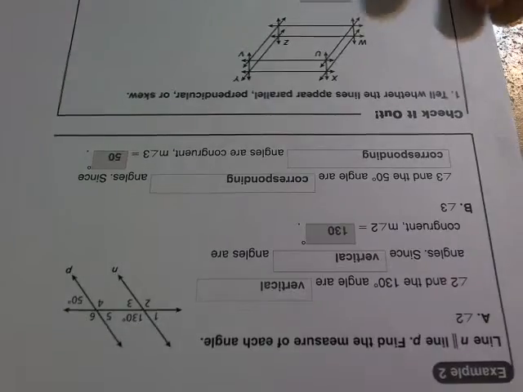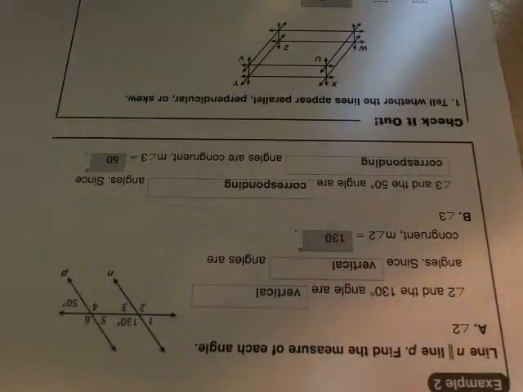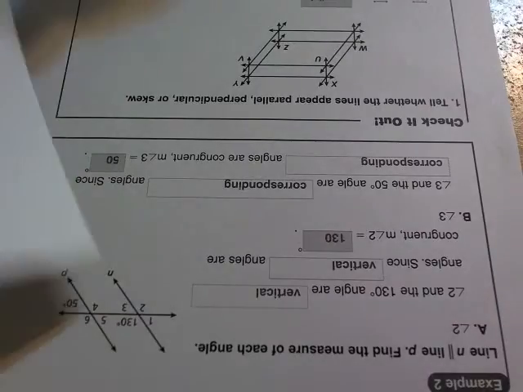Alright, as we take a look at example 2, it says that line N is parallel to line P, and we're supposed to find the measure of each angle. To start off, we're going to talk about angle 2 in this illustration. As you can see, angle 2 is right here. I'm going to ignore half of this diagram for a minute because I really don't need it right now. I only need the left side to do what I'm about to teach you here.